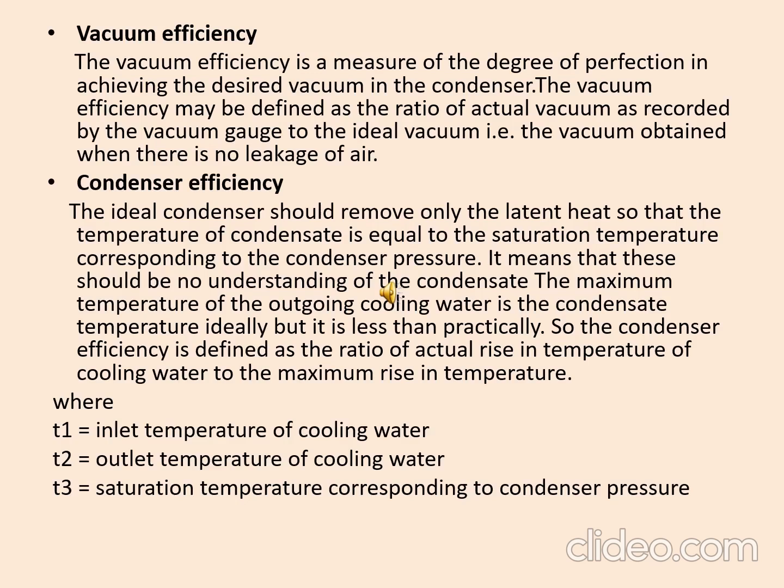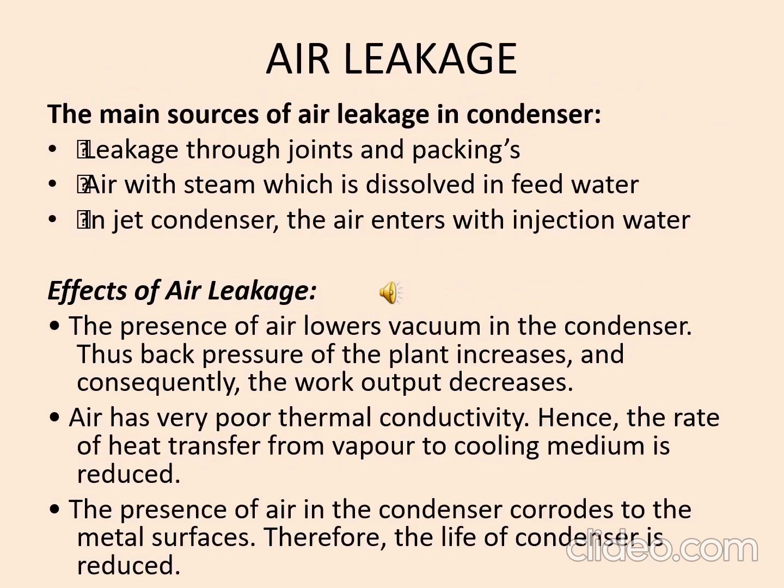We know that when we lower the condenser pressure, we can get more efficiency. But the demerit we have also discussed in our last video: when we lower the back pressure, the moisture content increases. When the moisture content increases, that is harmful for our turbine. Simultaneously, it will damage our turbine blades and erosion will occur.